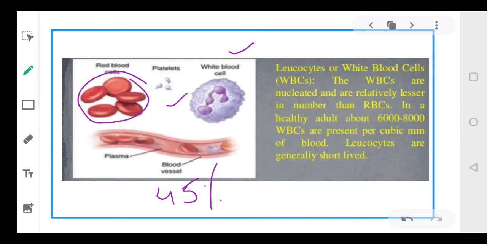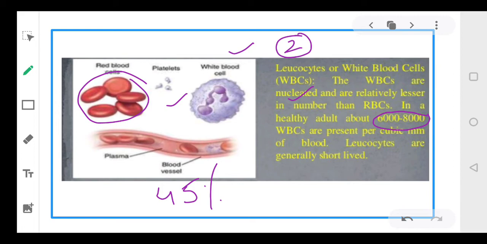The second type of cells are called leukocytes or WBCs. They are nucleated, but they are lesser in amount. They are less in number in comparison to RBC. On average, they are approximately 6,000 to 8,000 per cubic millimeter of blood. This much is present, right? And leukocytes are generally short-lived, and they fight various infecting agents.